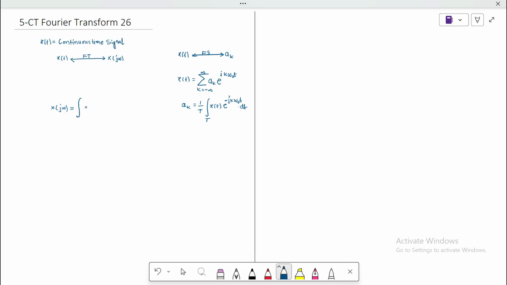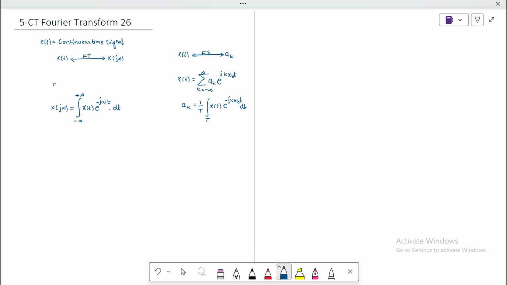Then it is also an integration. The x of t signal is aperiodic, so we should take the limit from minus infinity to plus infinity. So x of t into e power minus j, here minus and here also minus, k omega naught would be replaced by omega. So omega into t into dt. So this is the continuous time Fourier transform formula.